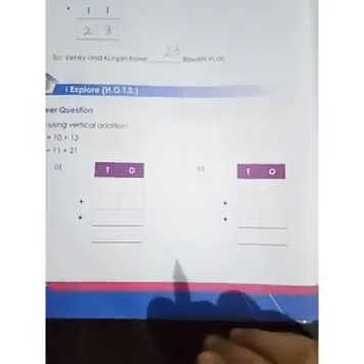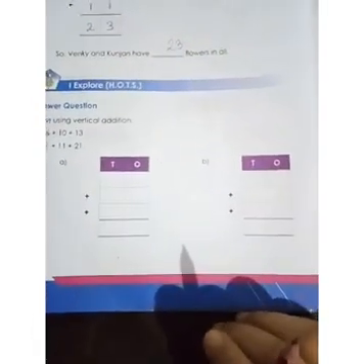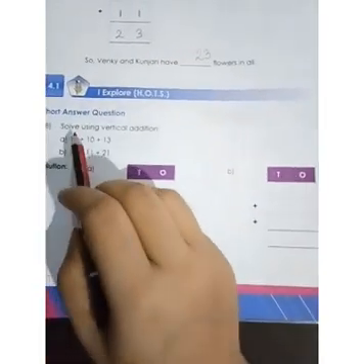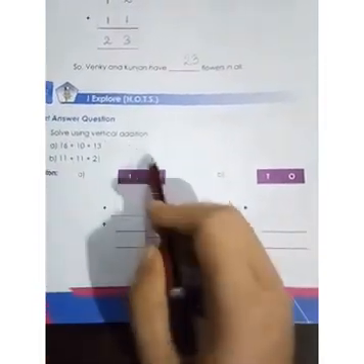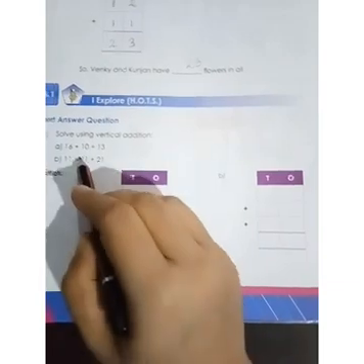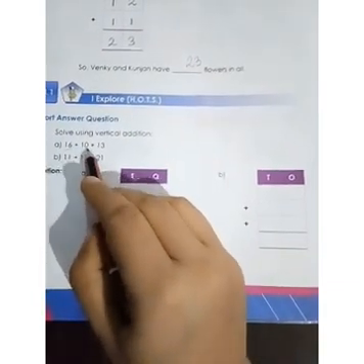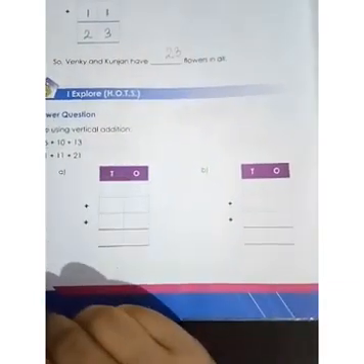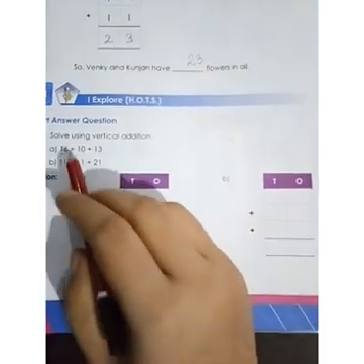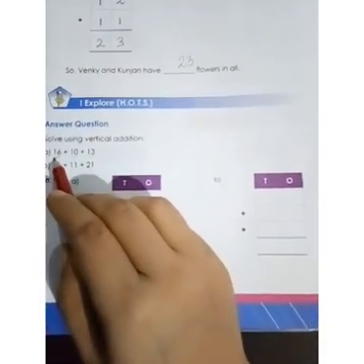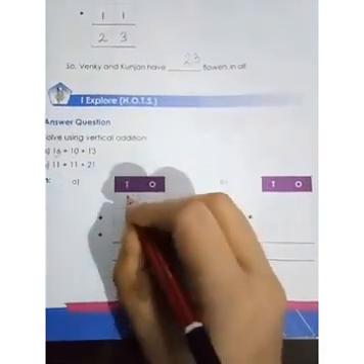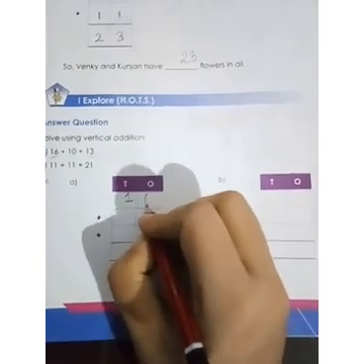Now this question is a little different from the 2-digit numbers. Let's find out. Solve using vertical addition. The place value chart is given. I'll put the numbers. Now here there are 3 numbers. No need to get frightened. It is very easy, just like with 2 numbers. What is the first number? 16. It is a 2-digit number. So 1 will come here. 16.